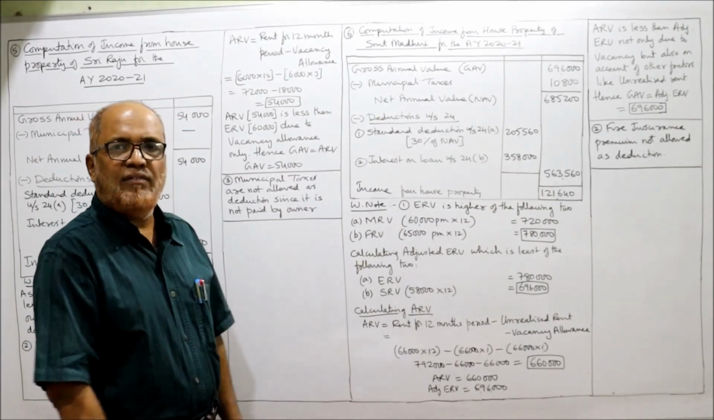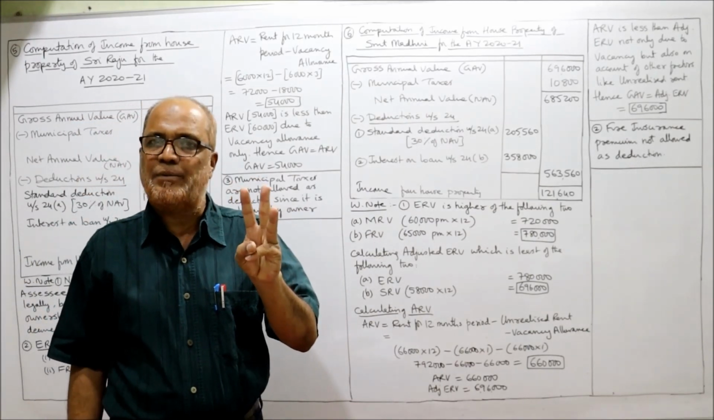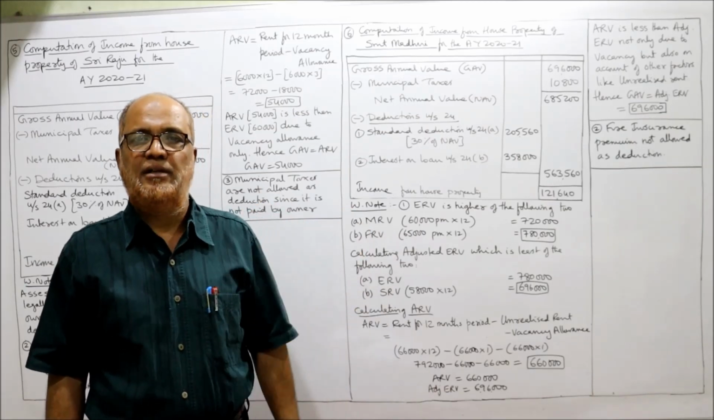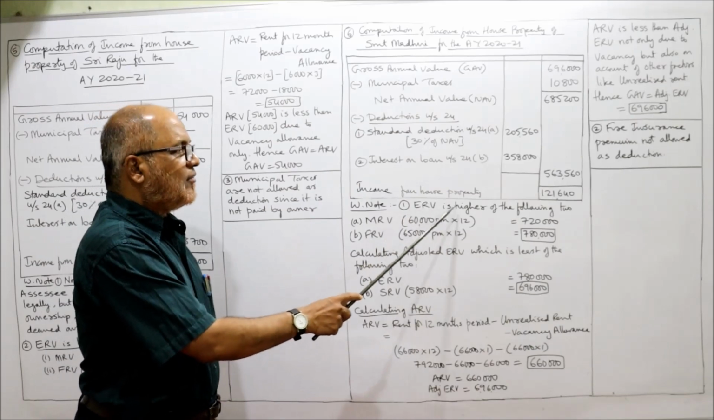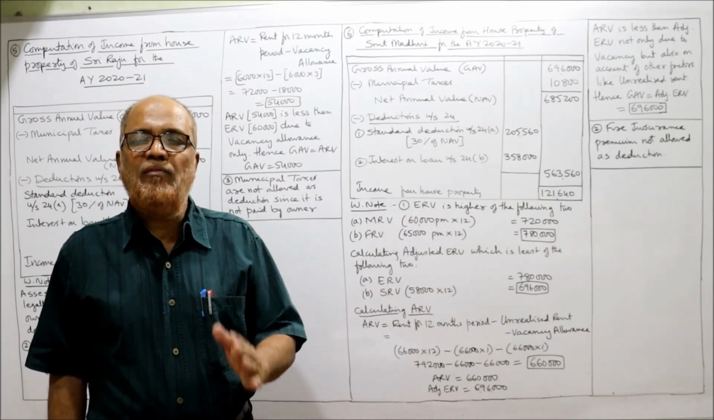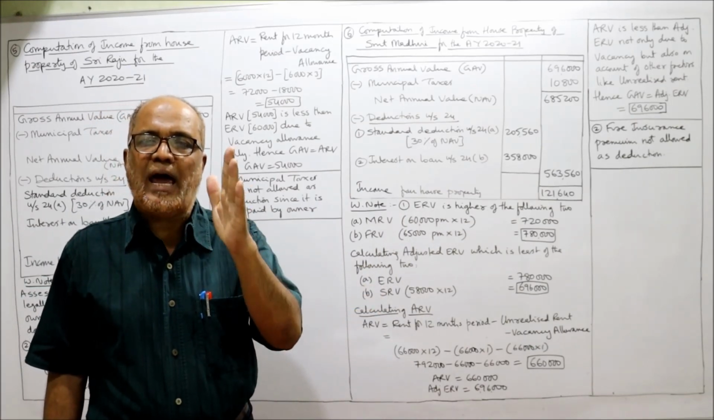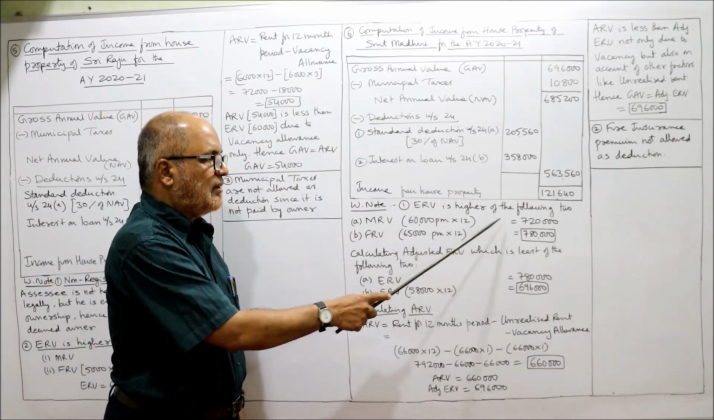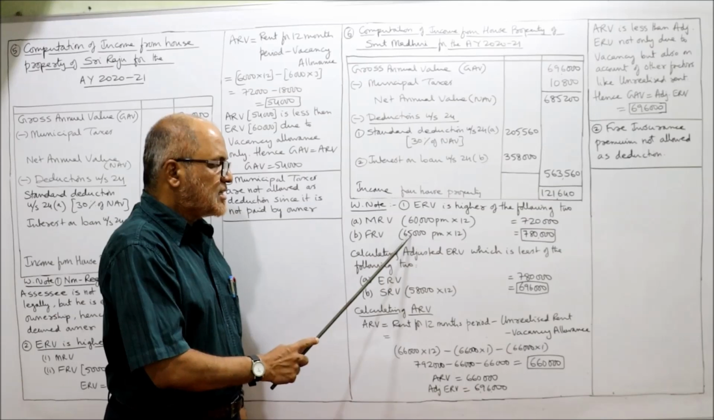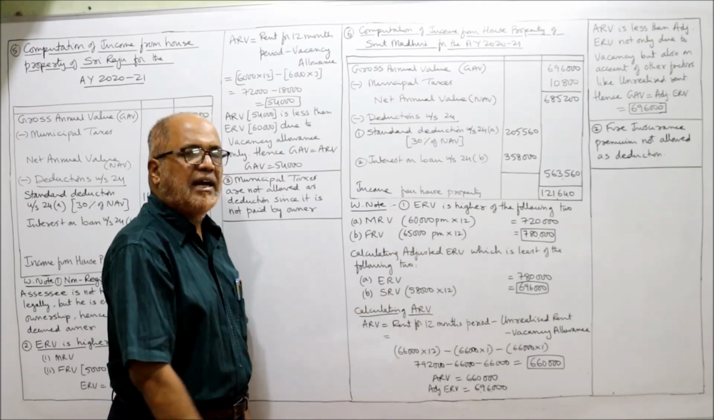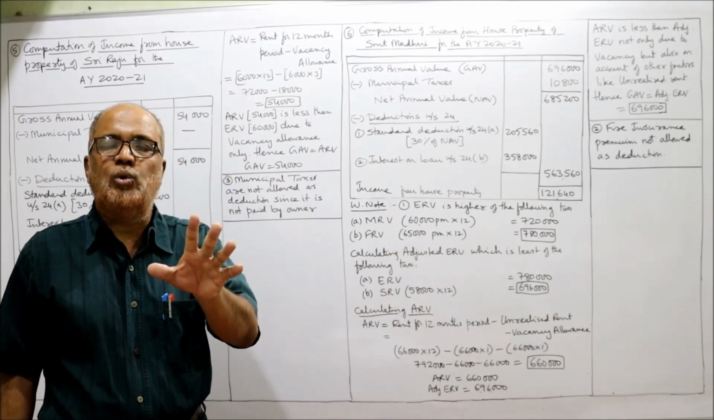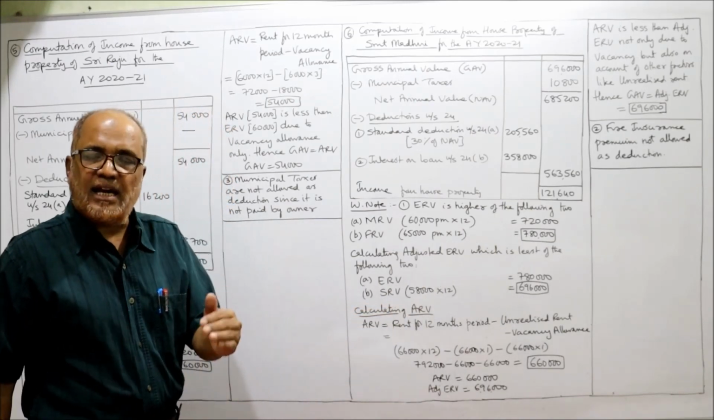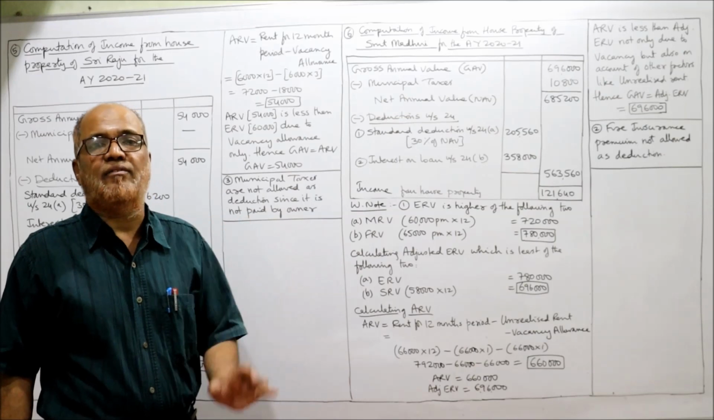To calculate GAV we require 3 steps because the house is governed by Rent Control Act. First, ERV is the higher of the following two. Always ERV will be the higher of the following two: MRV, FRV. MRV is 60,000 per month into 12, 7,20,000. FRV 65,000 per month into 12, 7,80,000. The higher of the two is the ERV. 7,80,000 is the ERV.